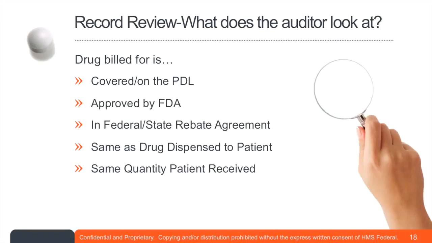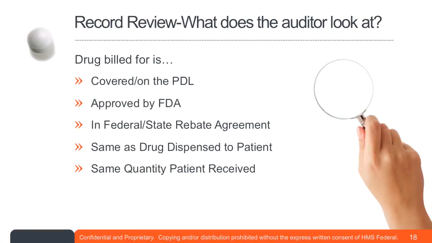I'm going to skip the next point and go on to the last two. The auditor will look to make sure that the drug dispensed to the patient is what was billed for. So let's say, I don't know, that Lipitor was billed for, but atorvastatin was dispensed to the patient. Obviously, there's an issue with that; that's an error, and that's an example of what we'll check. The quantity the patient received must be what was billed for. So if the pharmacy billed Medicaid for 30 tablets, the patient should get 30 tablets and not just 10.